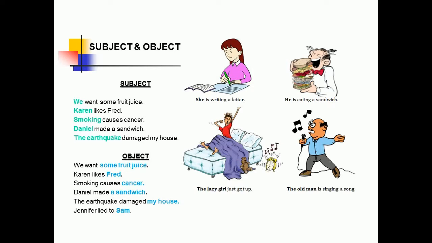We want some fruit juice. Karen likes bread. Smoking causes cancer. Daniel made a sandwich. The earthquake damaged my house.